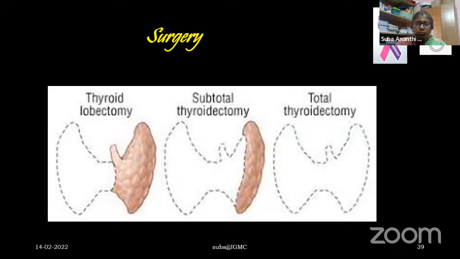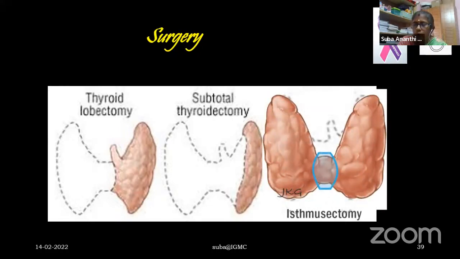For malignancy, the surgeons opt for thyroidectomy. Depending upon the type and the stage, they remove part of the thyroid gland. When one lobe is removed, they call it thyroid lobectomy. When they remove one lobe along with the isthmus, leaving only a small part of the lateral lobe, they call it a subtotal thyroidectomy. Total thyroidectomy is removal of the two lateral lobes along with the isthmus. Sometimes the isthmus alone can be removed, which we call isthmusectomy.